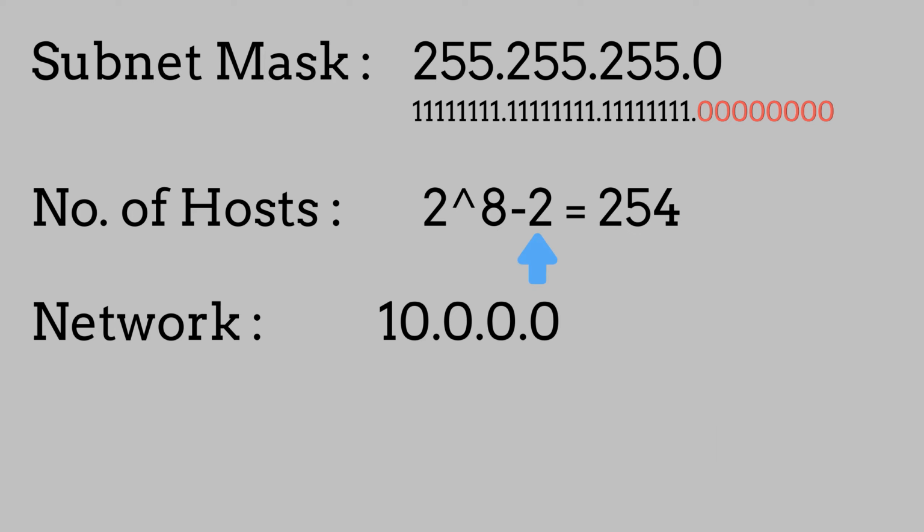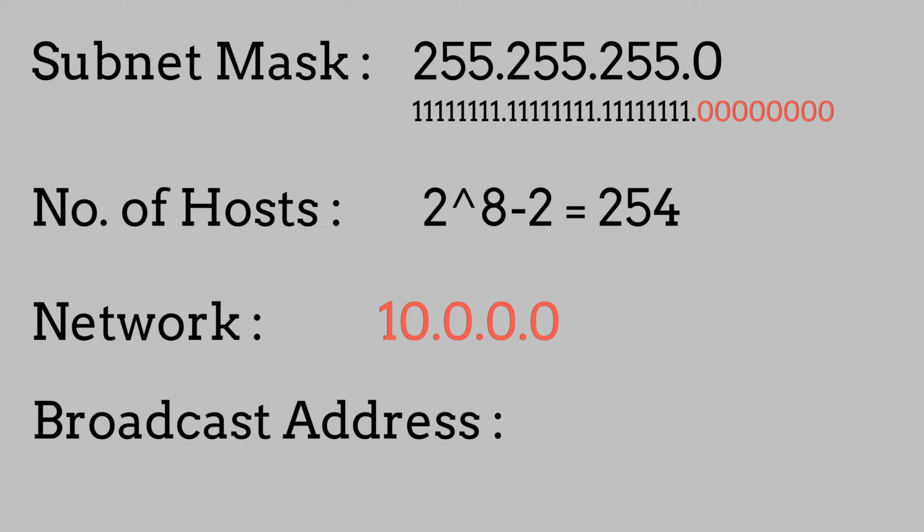You might be wondering, why do we subtract 2? Well, within any network, the first address is reserved to represent the network itself, in this case, 10.0.0.0. Additionally, the last address is designated for broadcasting messages to all devices within the network, which here would be 10.0.0.255. Consequently, these two addresses cannot be assigned to individual devices. Therefore, we subtract 2 from the total.